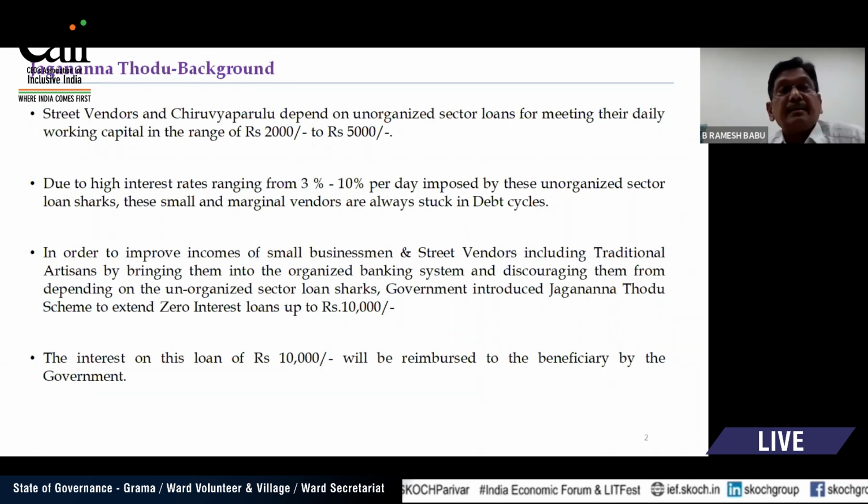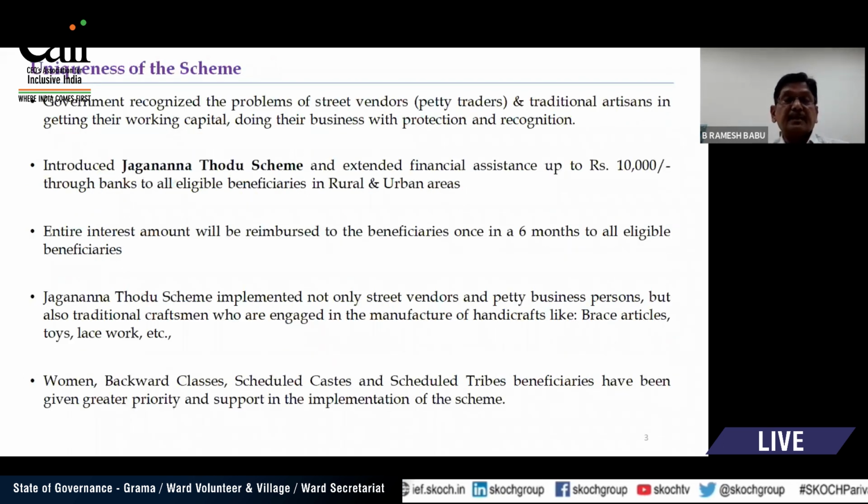In order to improve the incomes of small business persons, street vendors, and traditional artisans, the government aimed to bring them into the organized system and discourage dependence on the unorganized system. It introduced the Jagananna Thodu scheme and extended financial assistance through banks up to 10,000 rupees, and the entire interest amount will also be paid by the government.